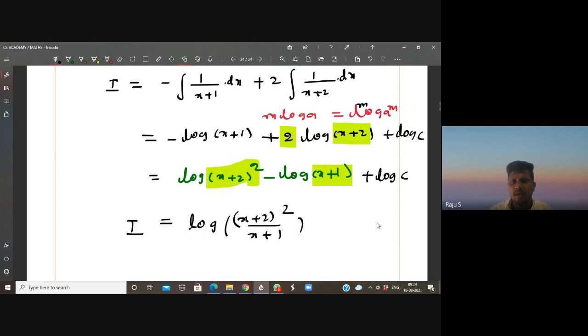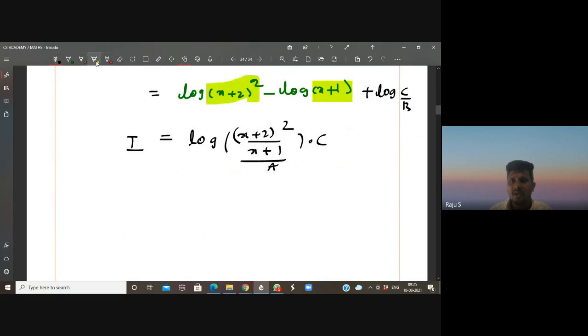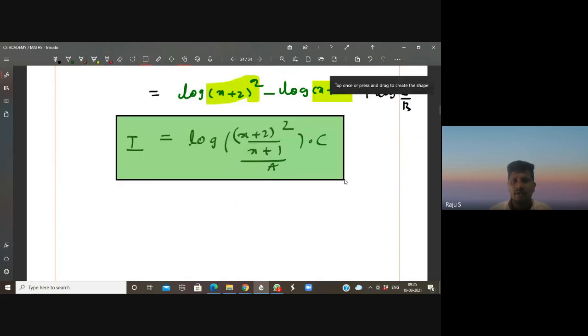You may write plus c or else into c, because after that, let us consider this whole term as a, this as b, log a plus log b, log ab. Okay, right. This is the required answer.